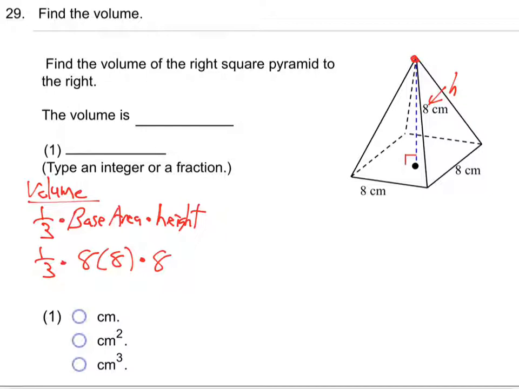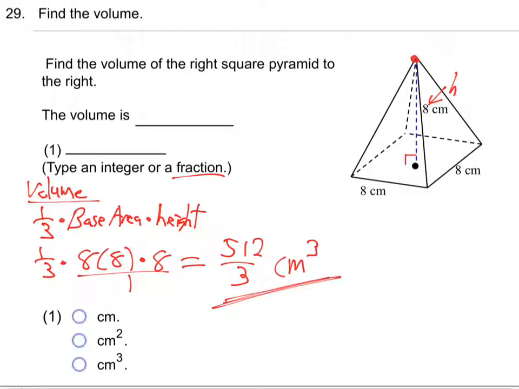So it's 1/3 times 8 times 8 times 8. That's kind of nice. What's that going to be? These are all over 1. 512 over 3. And you can divide that in your calculator, it'll just be a decimal. They don't want a decimal, they want a fraction. So we'll just leave it, and it's cubic centimeters because volume is always cubic units. So the area of the base was 8 by 8, the height was 8, and you always have a 1/3 in the front for volume when you come to a point, like a pyramid or cone.